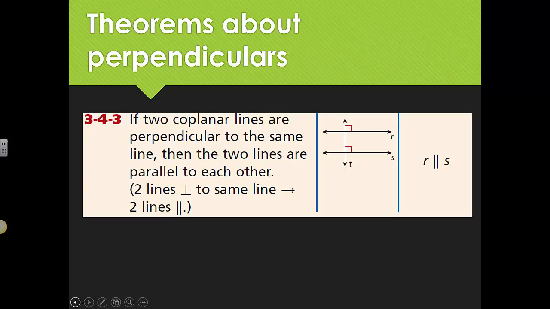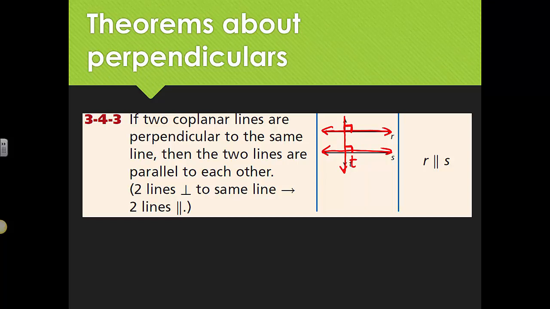And then the last one says, if you have two lines, and you have a transversal, and the transversal is perpendicular to both of those lines, then it's safe to assume that those lines are parallel.